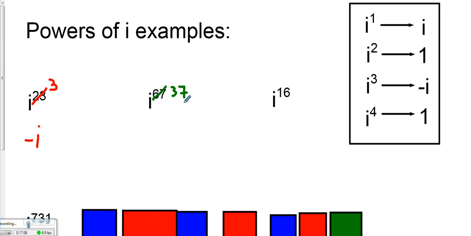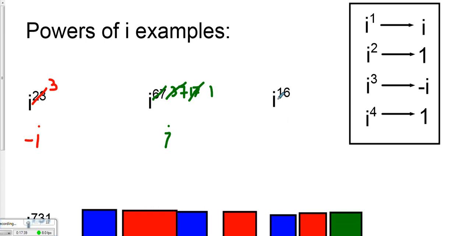Now, from 37, let's think of other 4's that I can take out. Well, over here, we knew that we could take out 20. So let's take out 20 from here. This would come out to 17 then. Now, looking at 17, another 4 that I could take out would be 16. I'm going to take 16 away from that and leave just i to the 1 power. i to the first power is just i. So i to the 67th will just reduce down to i.